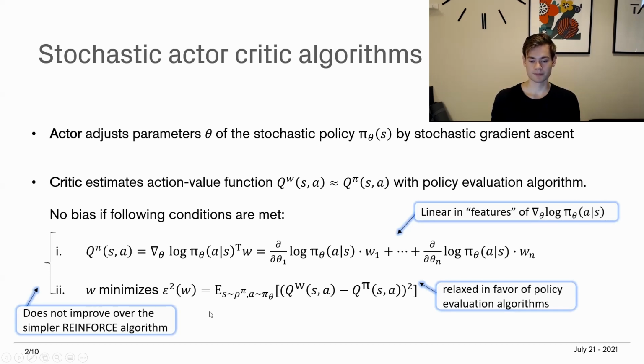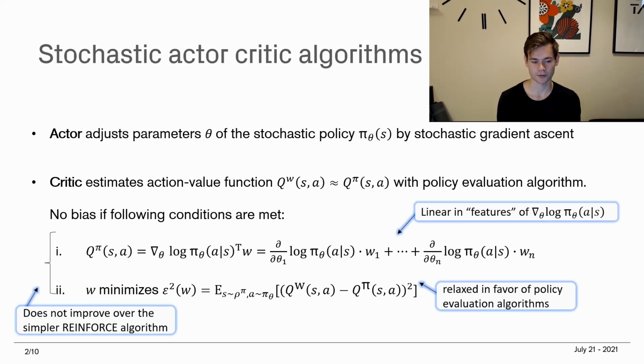Moreover, the W's must minimize this equation that we have here, which is the mean squared error under the relevant expectation. And if you were to follow these two conditions, you would get something that's not biased. And that sounds like a very good thing because a bias towards a variable that you're trying to approximate is generally a bad thing.